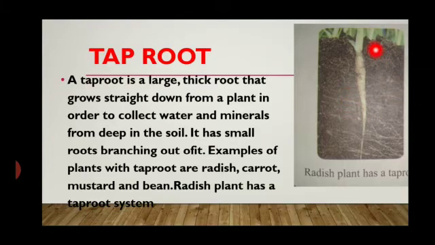This root is generally very thick, and some small branches are connected with the main root. These roots go deep in the soil and collect water and minerals from the soil to make food for the plants. Some examples of taproots are radish, carrot, mustard, bean, etc. I hope you can understand what a taproot is.